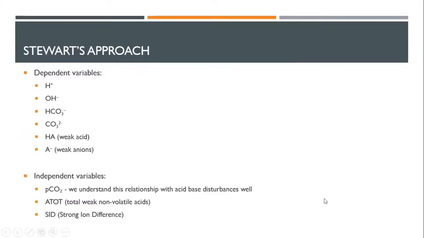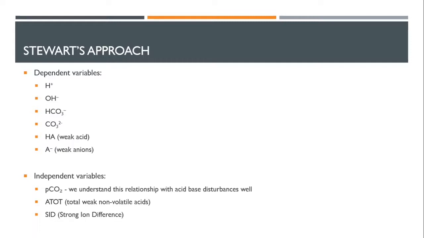So in Stewart's approach, he has 6 dependent variables and 3 independent variables. And if you look at the dependent variables, your things like your hydrogen and your bicarbonate, those are things that we're used to looking at in the traditional method as being the be-all and end-all of how we interpret acid-base. And what Stewart says is that those are purely dependent, and you shouldn't look to them to understand what is happening with the acid-base disturbance. You should look to your independent variables.